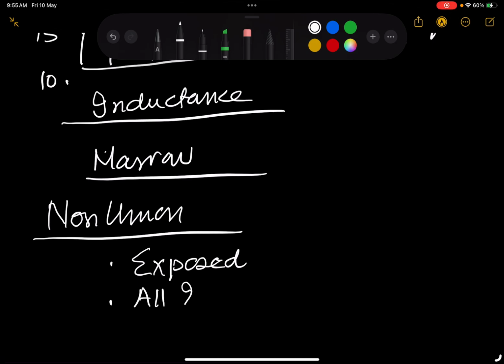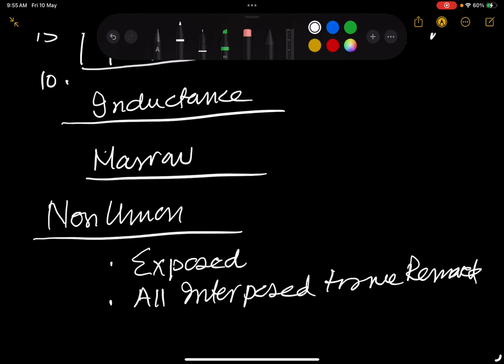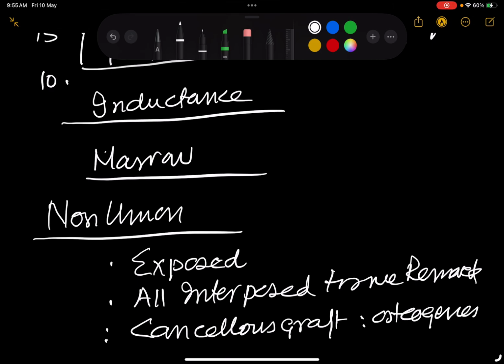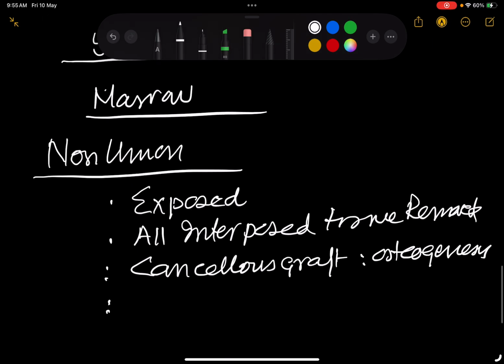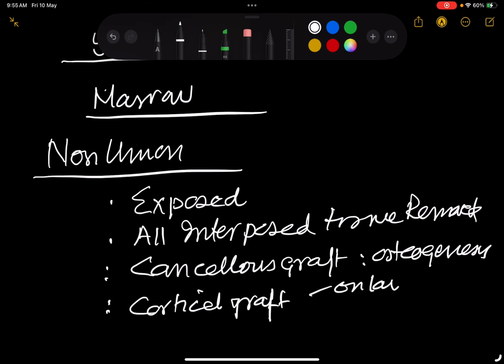All interposed tissue removed. All right. Cancellous graft for osteogenesis. Cortical graft, which can be onlay, can be double on both sides or single. All right, on both sides.